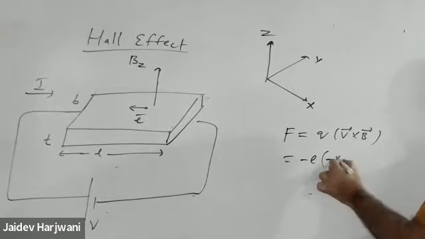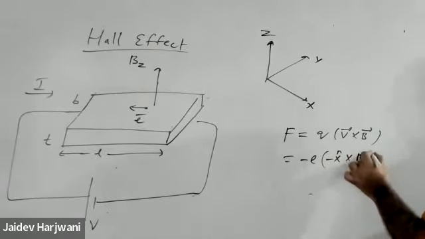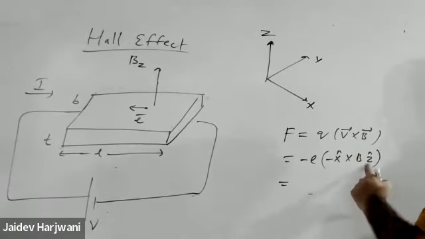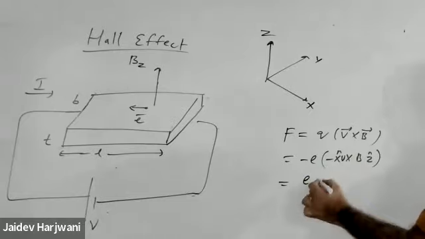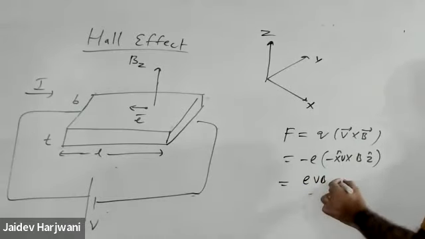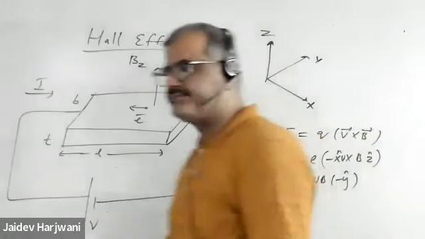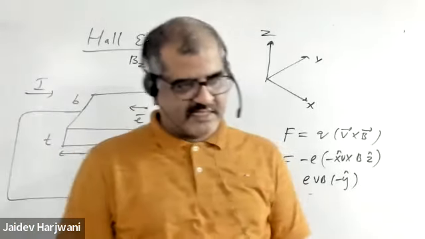And it is in which direction? Minus x cap. B is in what? Z cap direction. So what will it become? Minus minus plus, in x cross z. X cross z is what? Minus y cap. So you get e v B. Direction of force is what? Minus y cap, isn't it? Are you getting what I'm doing here?